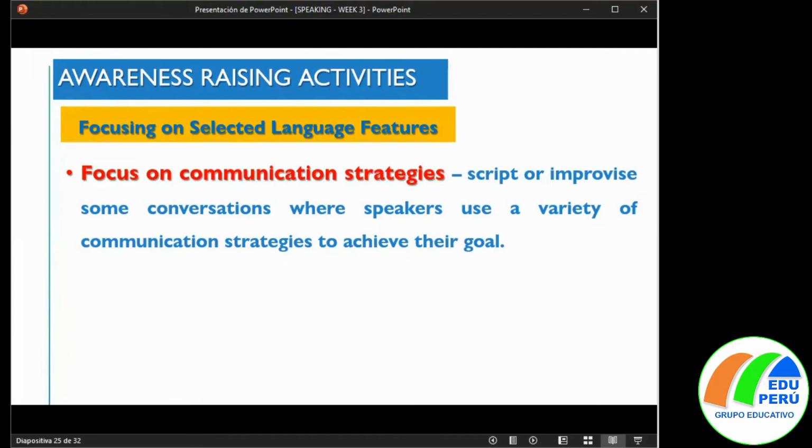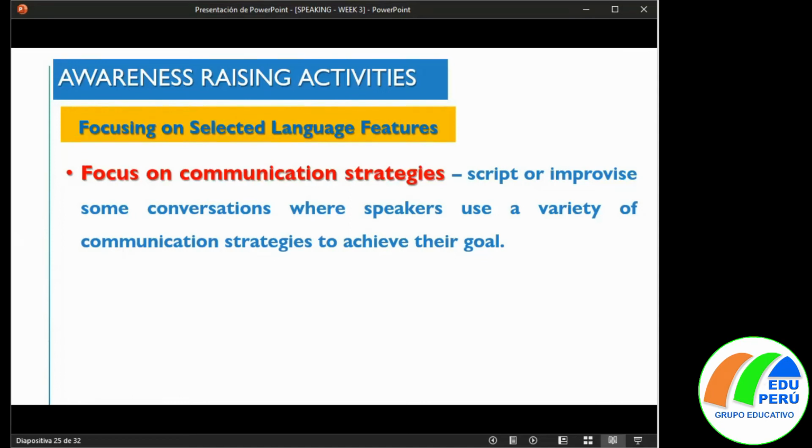Notice, this is circumlocating. You are defining, you don't say the word, you define it. You make a short description. And this is a communication strategy, and you are using a grammatical structure to do that. You are using the relative pronouns or relative clauses.